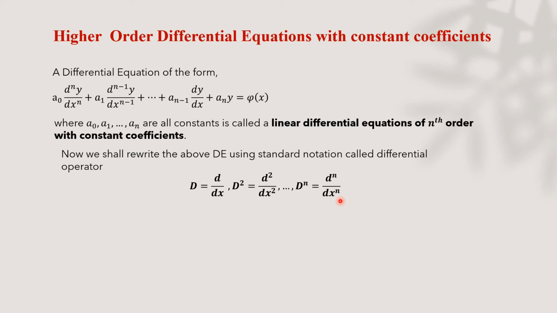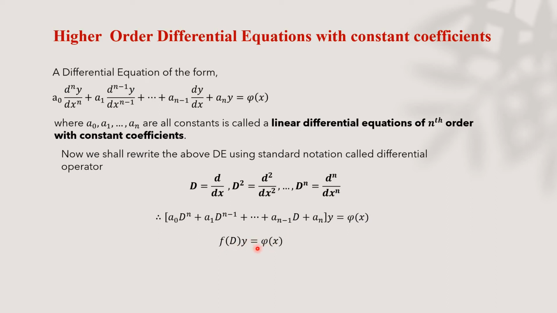Using this notation in the above equation, we can rewrite it as follows: a naught D power n plus a1 D power n minus 1, plus so on, etc., plus a(n minus 1) D plus an, operating on y equal to phi of x. This expression contains only terms of D with constant coefficients, so I can define that function as f of D on y equal to phi of x.